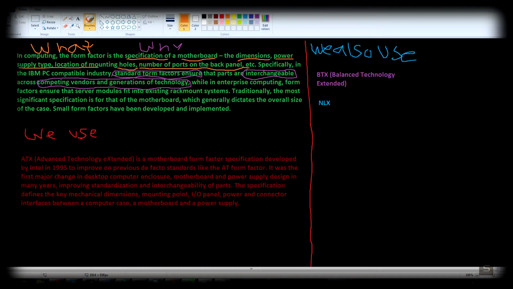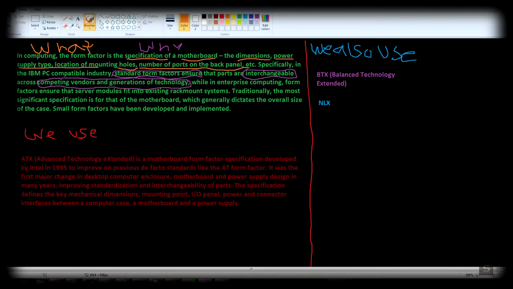Specifically, in the IBM PC compatible industry, standard form factors ensure the parts are interchangeable across competing vendors and generations of technology. While in enterprise computing, form factors ensure that server modules fit into existing rack mount systems. Traditionally, the most significant specification is that of the motherboard, which generally dictates the overall size of the case. Small form factors have been developed and implemented.